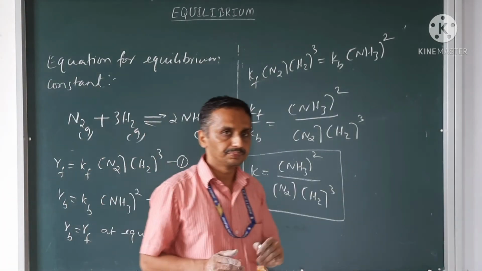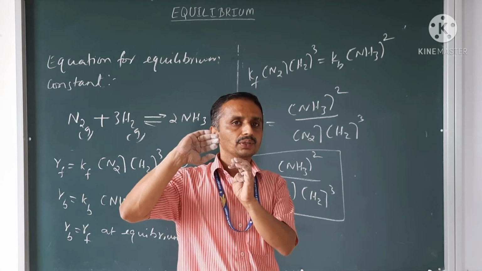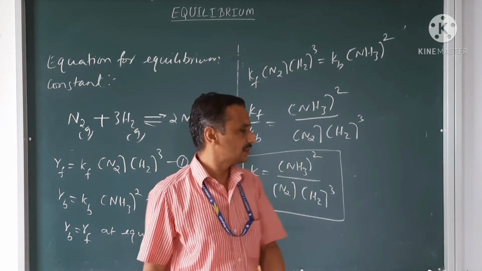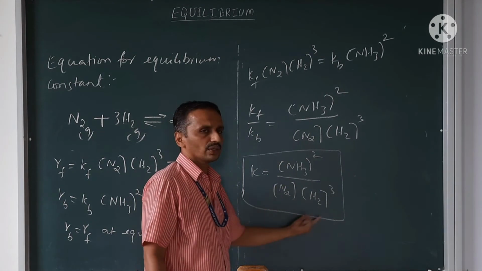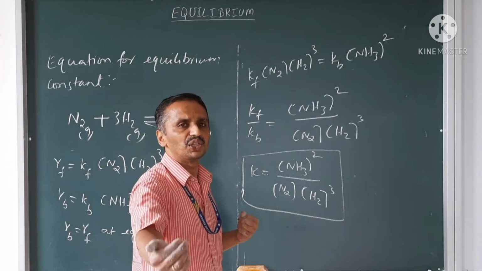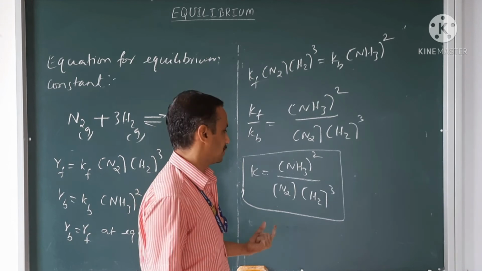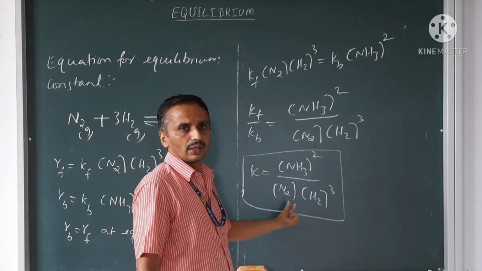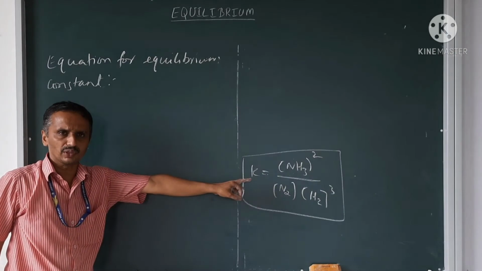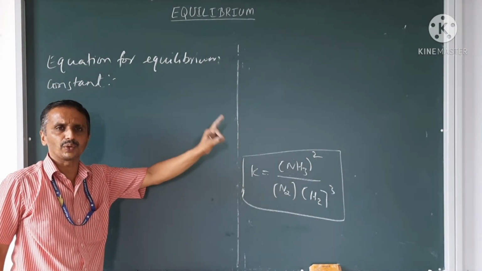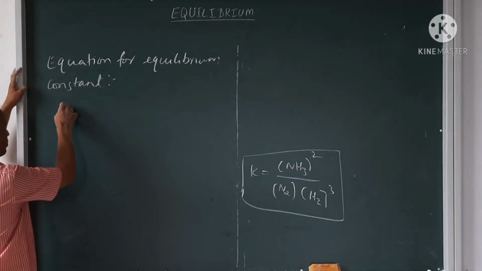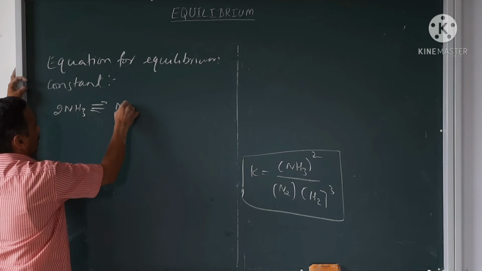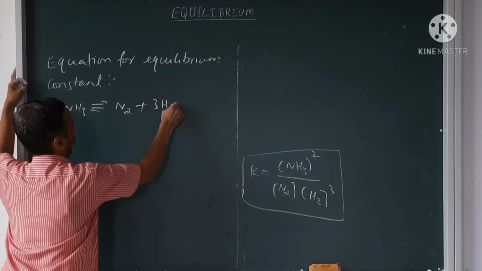And remember, when I change the forward and the backward reaction, then definitely this will not be there. A different equilibrium constant will be there, where N2 and H2 will be the numerator, NH3 will be the denominator. For N2 plus 3H2 giving 2NH3. Now you see like this: 2NH3 giving N2 plus 3H2.